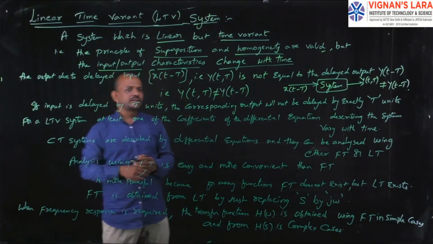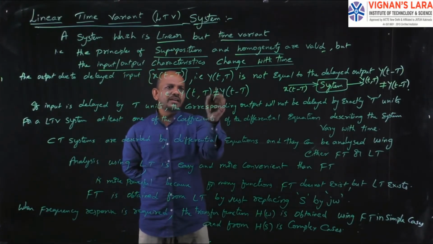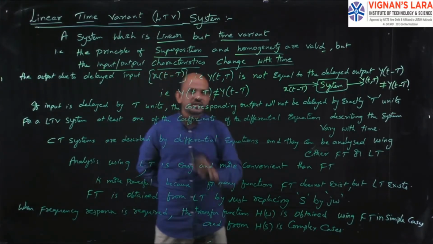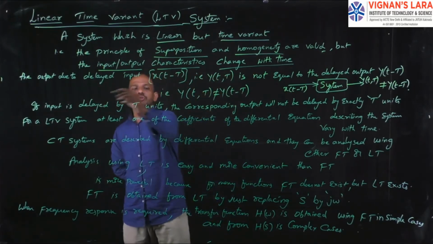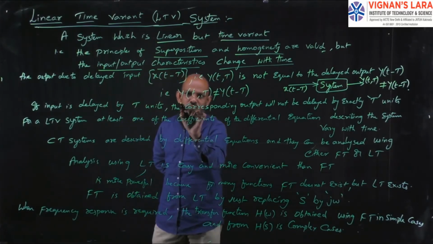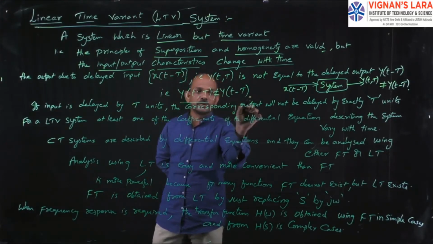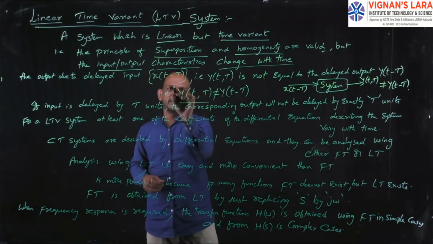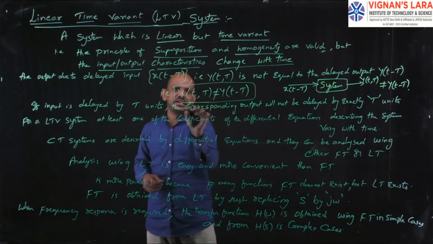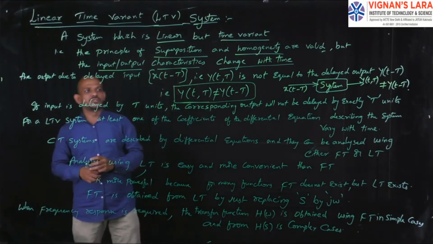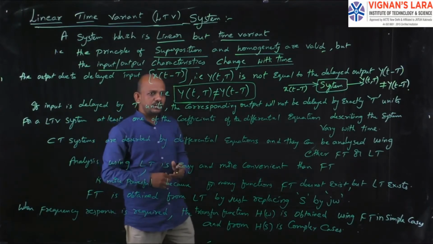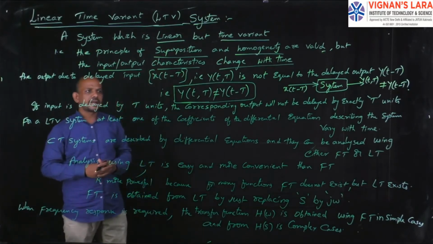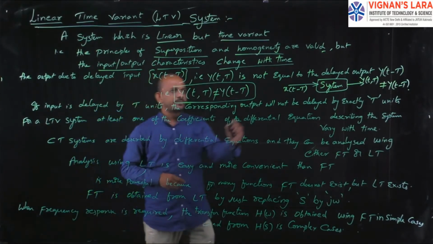You can represent the equation like this: y of small t comma capital T is not equal to y of small t minus capital T. So this y of small t comma capital T is nothing but the output due to the delayed input, and this is the delayed output. If those both are not equal, then I can say that is an LTV system. If the output due to the delayed input is not equal to the delayed output, then the system is an LTV system or linear time variant system. Simply I can represent that equation as y of small t comma capital T is not equal to y of small t minus capital T.